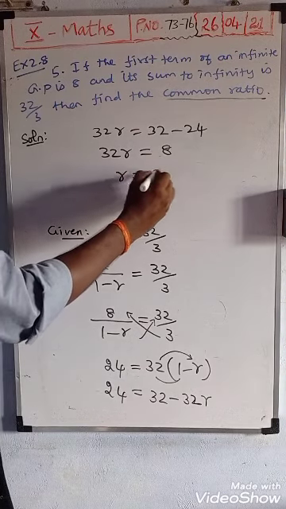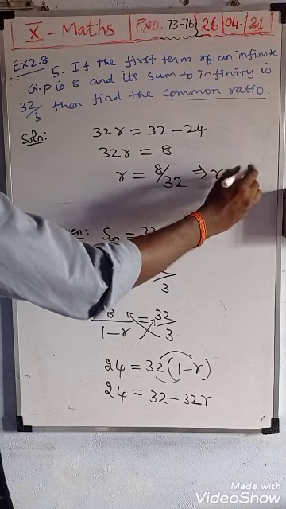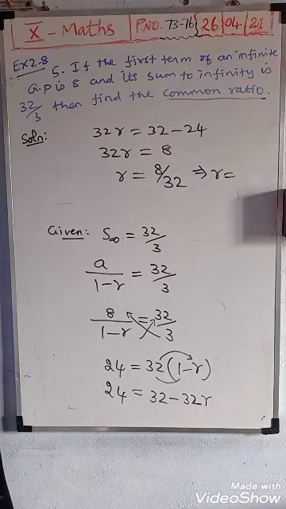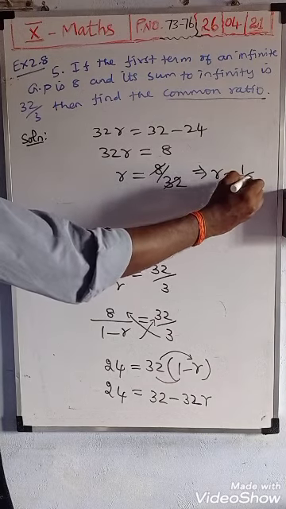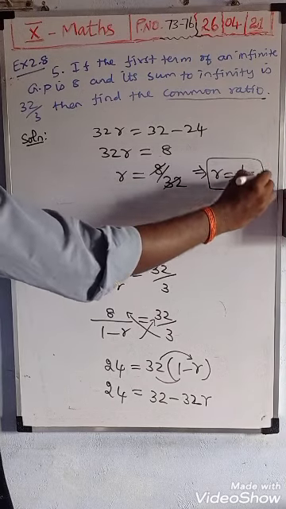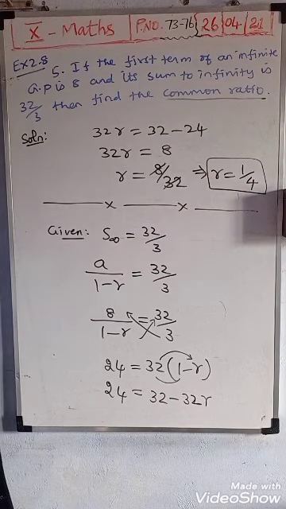Now R only we need, so 8 by 32. So this you should cancel, means R you will get. 8 table 32 is possible, 8 4s are 32, so 1 by 4. So we wanted to find the ratio, therefore the common ratio R value is 1 by 4. Okay, that's all.